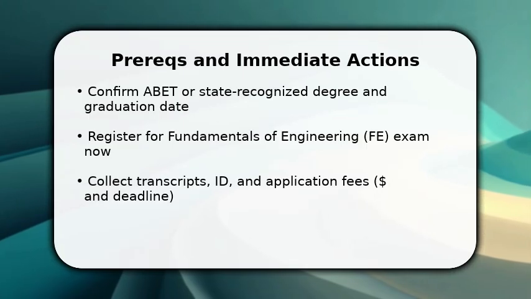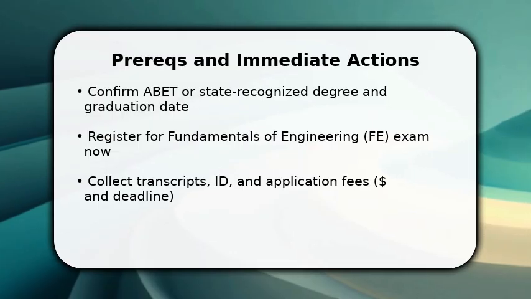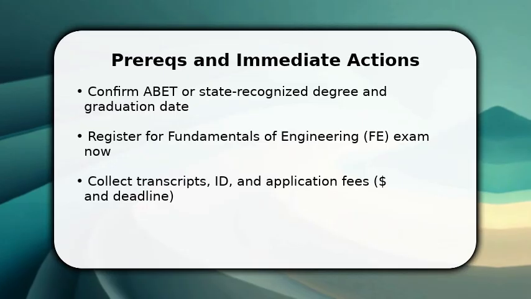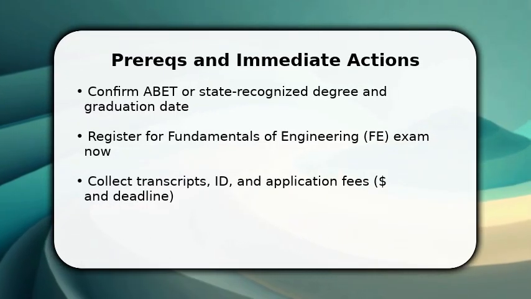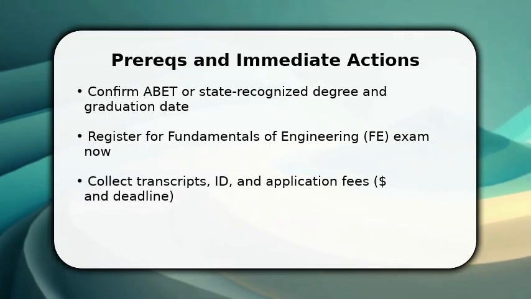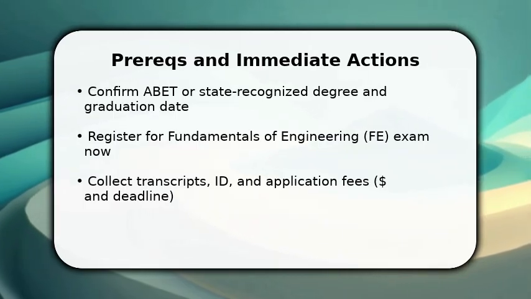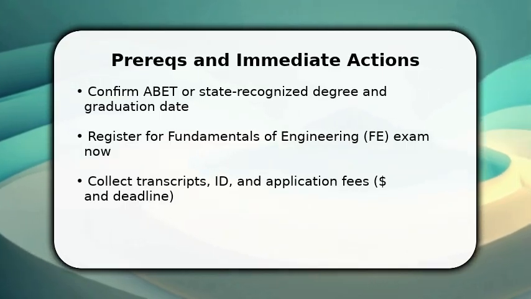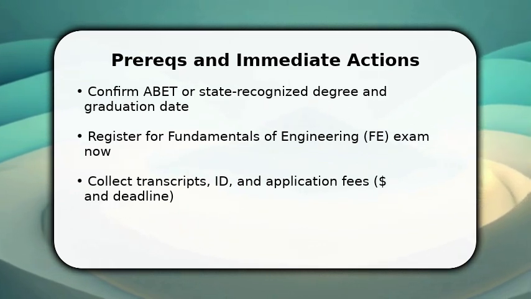Enjoy the video. You start by confirming you meet educational prerequisites, an ABET or state-approved engineering degree and the official graduation date. Once confirmed, register for the Fundamentals of Engineering exam, pick a test window within 3 months and pay the fee. Make sure to order official transcripts and verify acceptable ID types early, because transcripts can take weeks. Once done, create an account with your state board, note application deadlines, and prepare a short study plan focusing on FE disciplines you use daily.